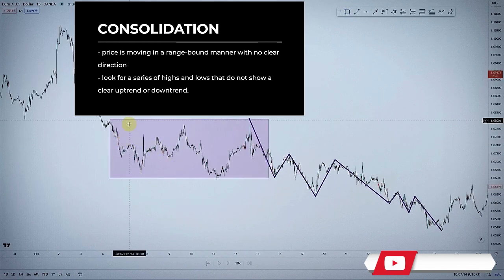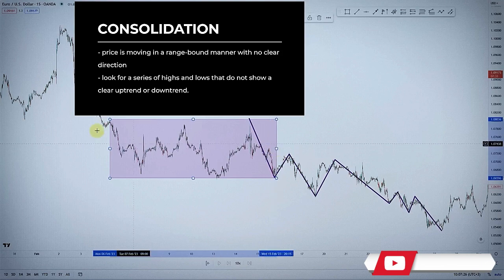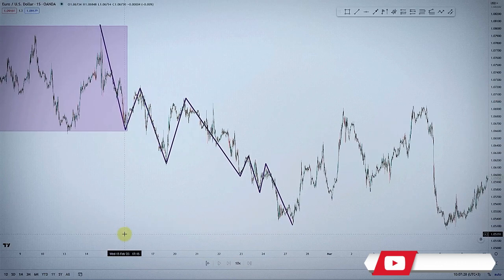This means that the price is moving in a range-bound manner with no clear direction. To determine a consolidation, look for a series of highs and lows that don't show a clear uptrend or downtrend. A change in trend occurs when the market transitions from an uptrend or downtrend to consolidation, or vice versa.